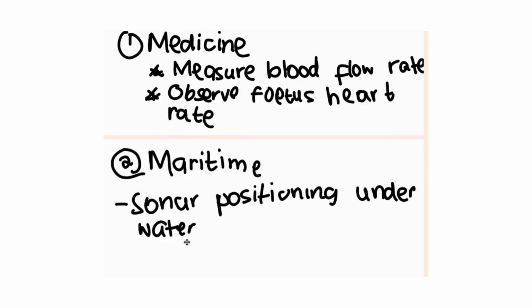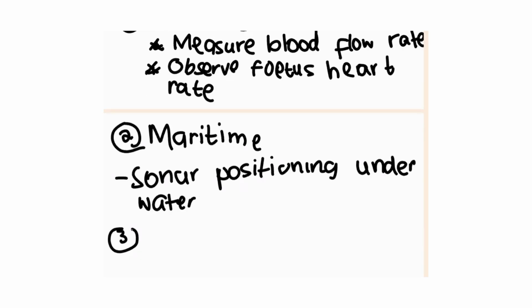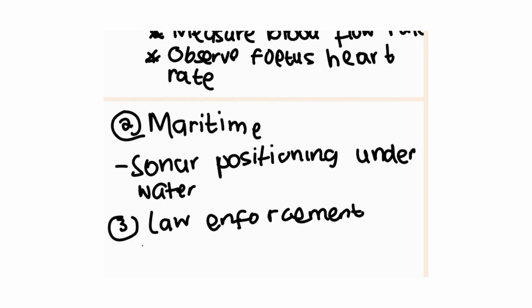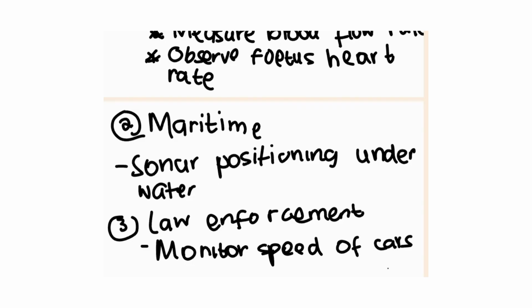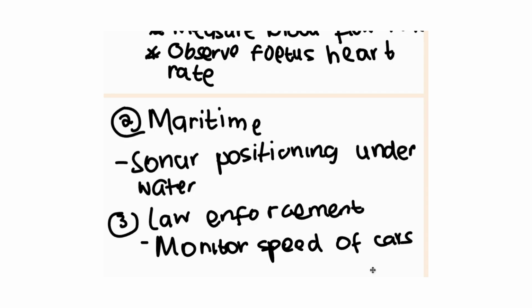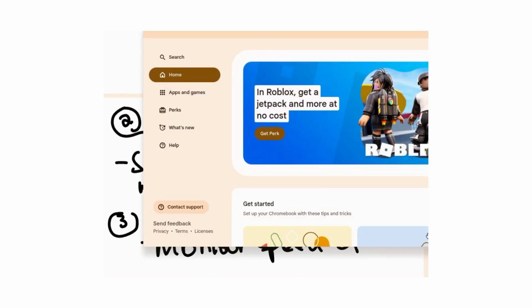And then lastly, it can also be used by law enforcement. With law enforcement, it can be used to monitor the speed of cars. You know, guys, a speed trap? They use Doppler effect. Okay, so these are the applications. Let us now get into the application of these in questions.